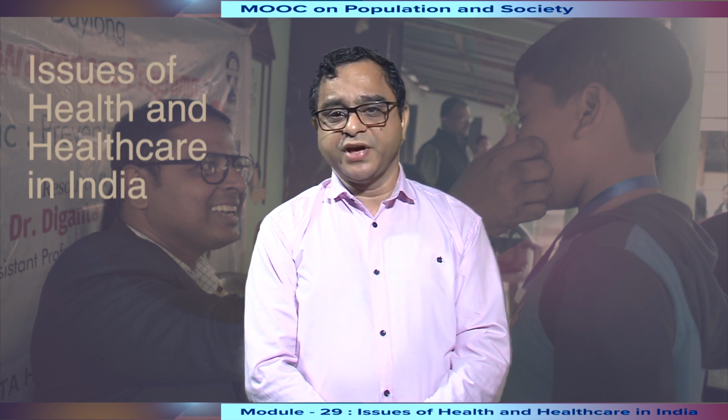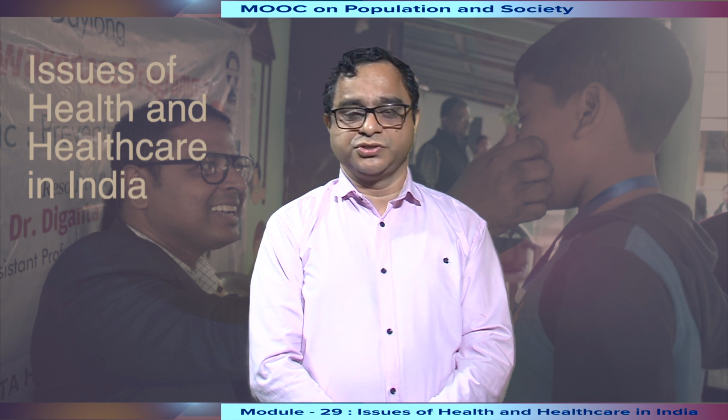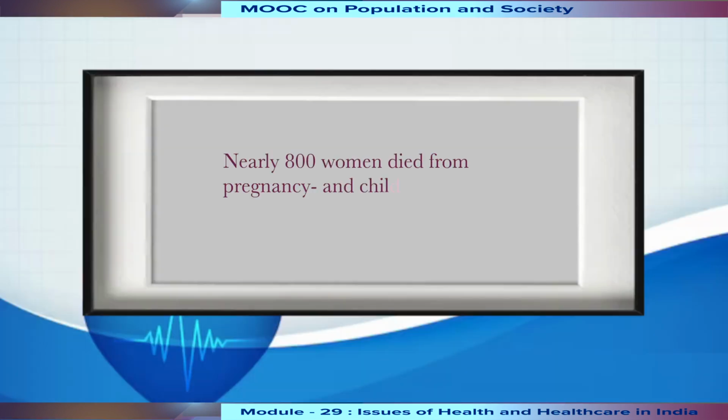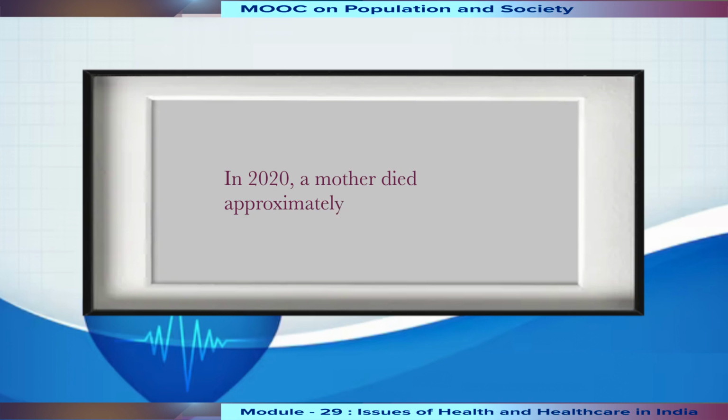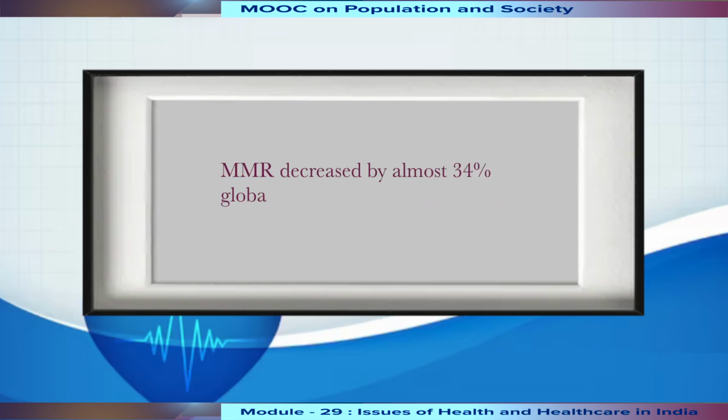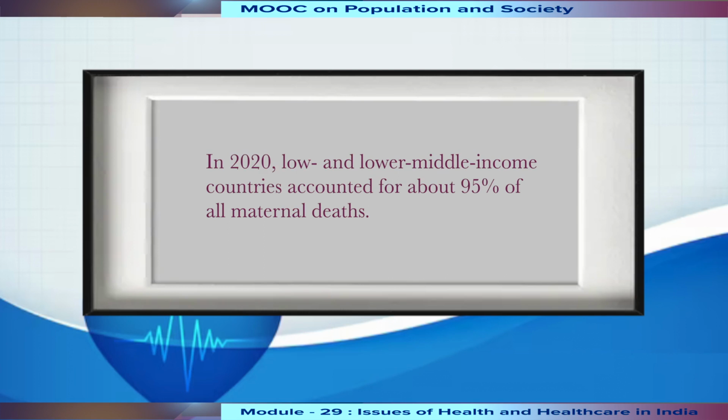Some of the recent facts relating to MMR are as follows. Nearly 800 women died from pregnancy and childbirth related avoidable causes per day in 2020 globally. In 2020, a mother died approximately every 2 minutes. MMR decreased by almost 34% globally between 2000 and 2020. In 2020, low and lower middle income countries accounted for about 95% of all maternal deaths.